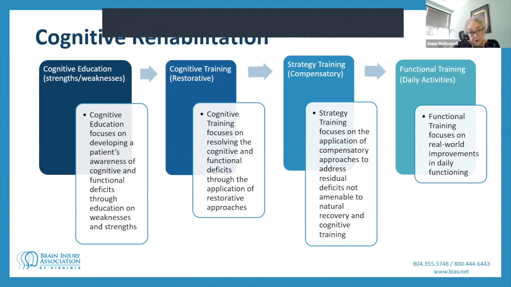When we approach the rehabilitation of individuals with brain injuries, we spend a lot of time on this cognitive rehabilitation model. And you'll see it has sort of 4 layers to it. The first layer is cognitive education. We try to help people become more aware of their strengths and weaknesses. And we focus on developing that awareness as we talk about the impact that it has on various activities that they do.